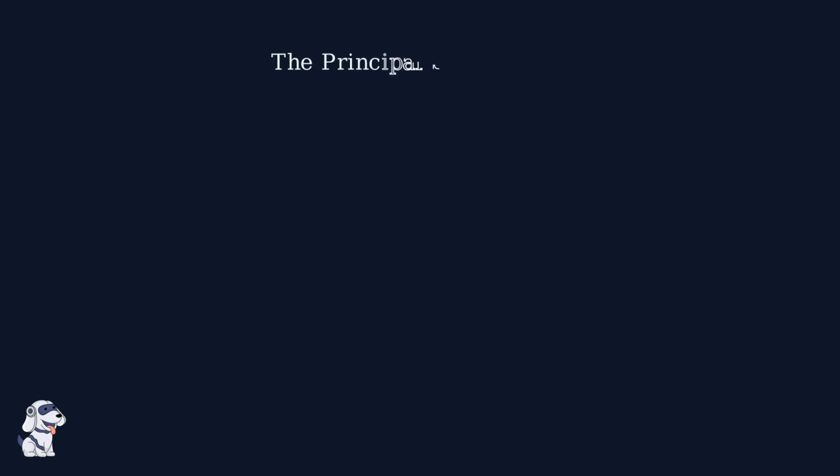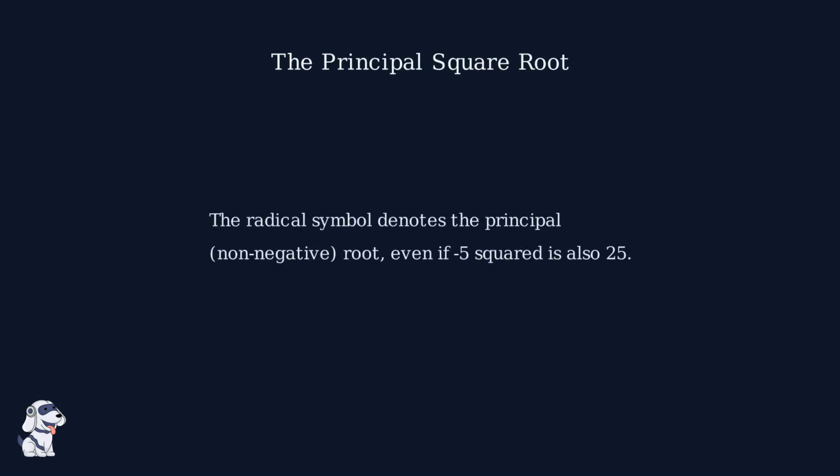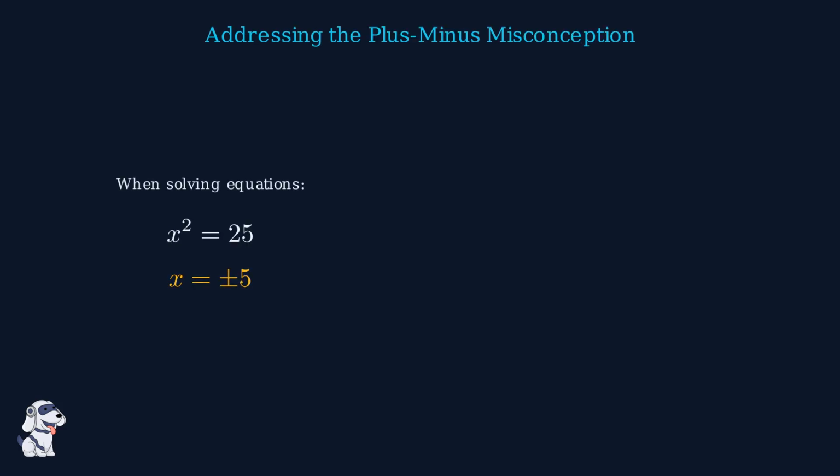It is crucial to note that the radical symbol represents the principal or non-negative root. While negative 5 squared is also 25, the square root of 25 specifically refers to positive 5. When we solve an algebraic equation, like x squared equals 25, we are looking for every number that satisfies the equality. Here, both positive 5 and negative 5 work, so we acknowledge both using the plus-minus symbol.